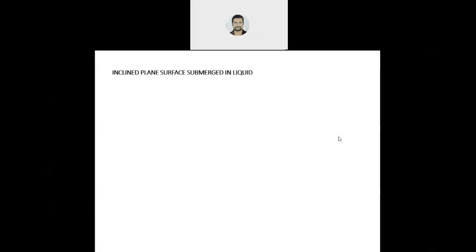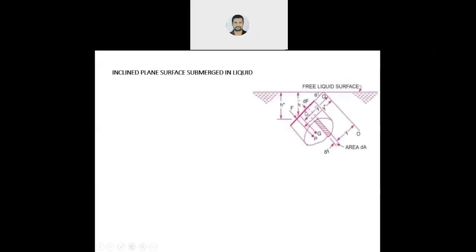Now first we have seen the case of horizontal plane submerged inside the water. Next we will see the case of inclined plane submerged inside the liquid. This is the inclined plane. Originally the body is of a random shape, but when you see it from the side it will be like a straight line. It is inclined at angle theta from the free water surface.